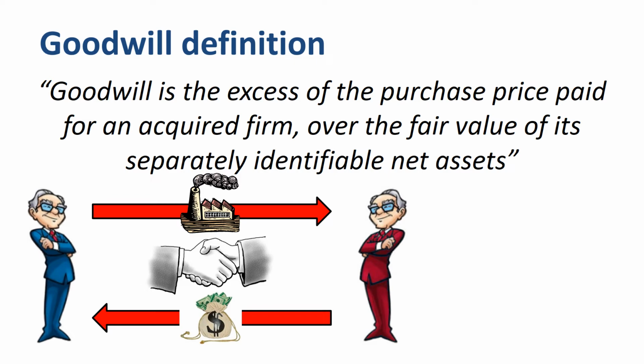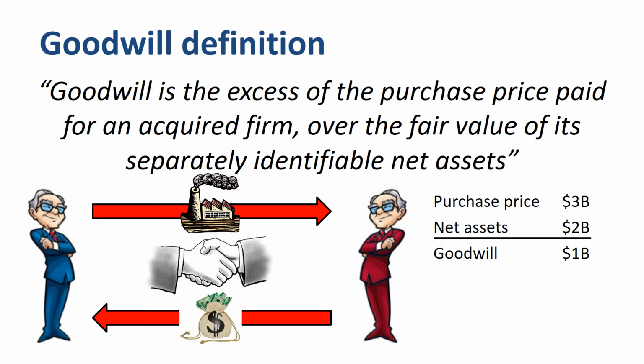If the purchase price is $3 billion and the net assets are $2 billion, then the difference of $1 billion is goodwill. You could disrespectfully call goodwill an accounting plug in order to make the journal entry balance. If $3 billion of cash leaves the door, and on paper I only get net assets of $2 billion in return, then I need to plug $1 billion somewhere in order for the debits to equal the credits.